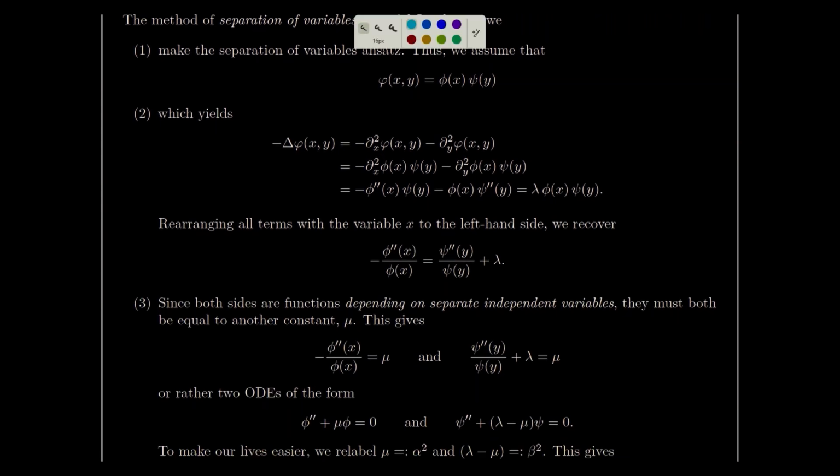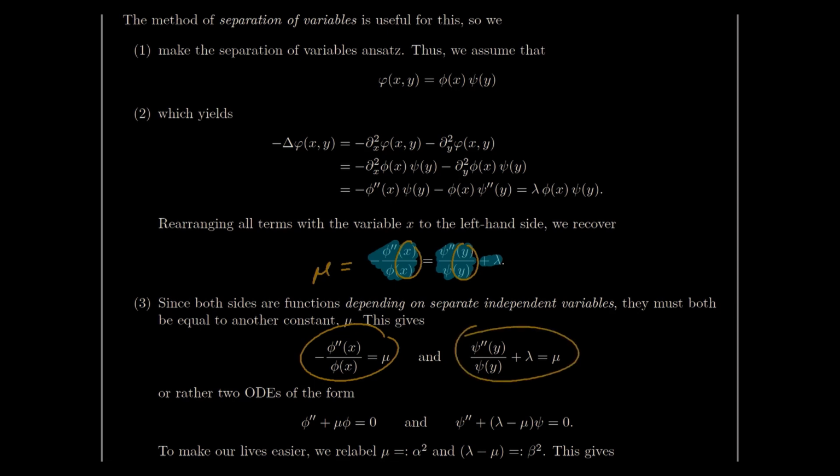That's step one in separation of variables. If we rearrange everything to be only a function of x on the left-hand side, then the right-hand side becomes only a function of y plus lambda. And that is totally okay, because now in step 3, we can say that they're both equal to a constant. Because this only depends on x and this only depends on y, they must both be constants. And that gives us two ODEs that we can solve.